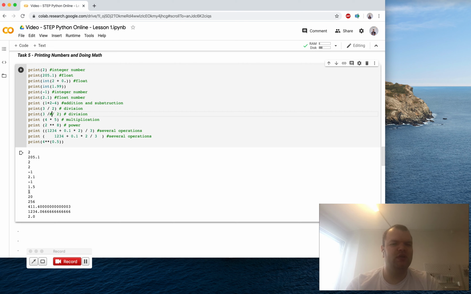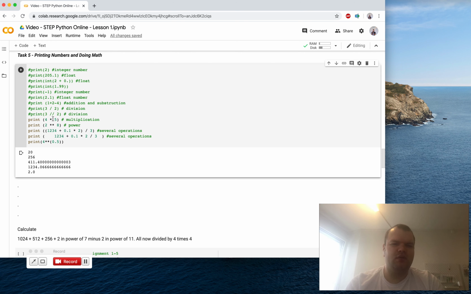Let me just comment some part of the print so it will be easier. This hashtag symbol comments 1 line. You can put as many as you want. All the rest after the first hashtag will be commented.